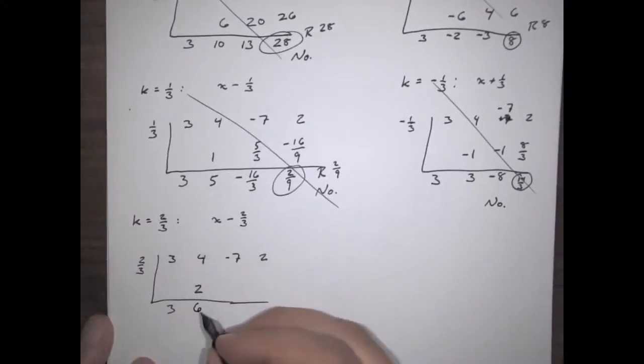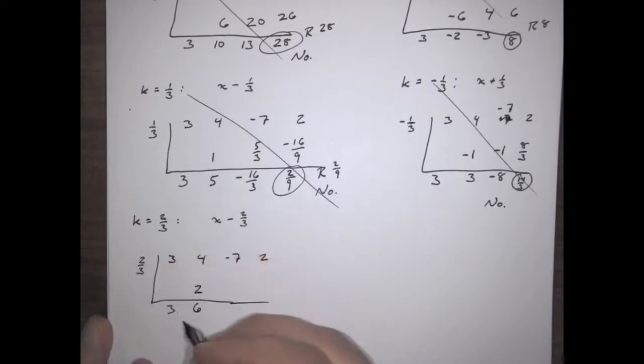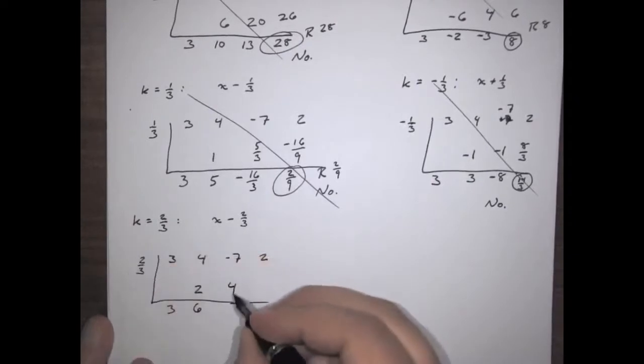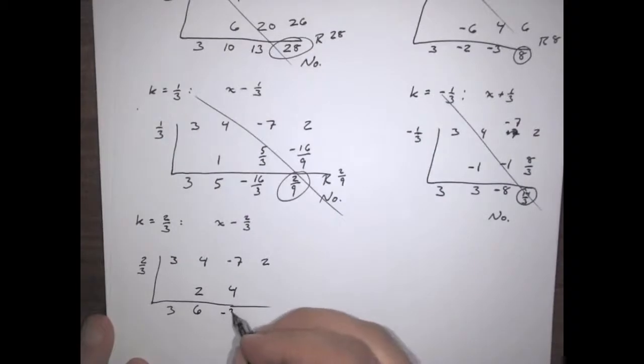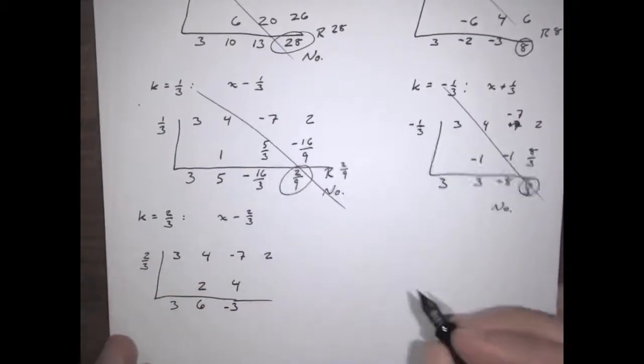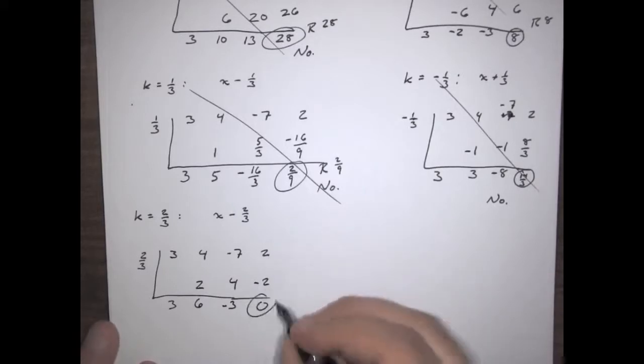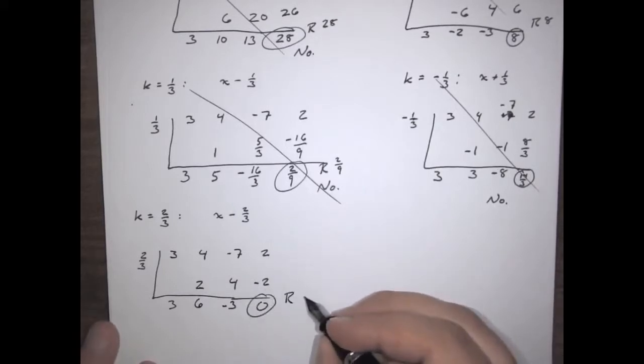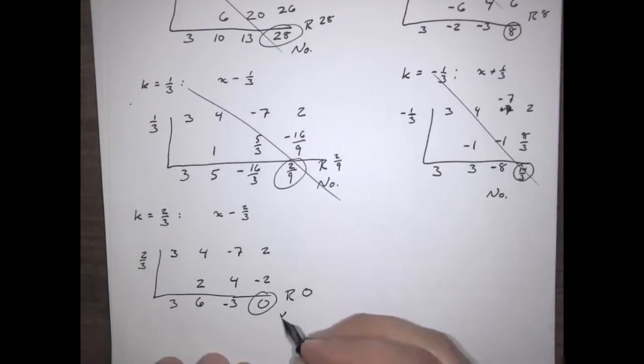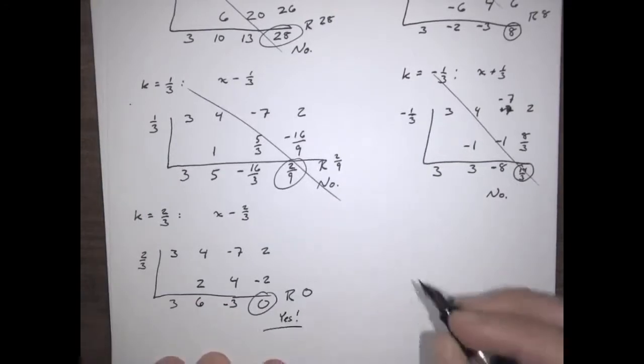Add those, it's going to make a 6. Multiply those, it's going to make 4. Add those, it's going to make a -3. Multiply those, it's going to make a -2. Add those, it's going to make a 0, and we finally got our hit. So yes, we finally got it.